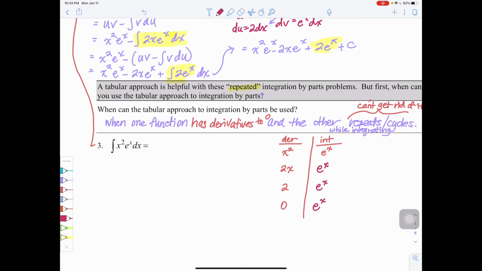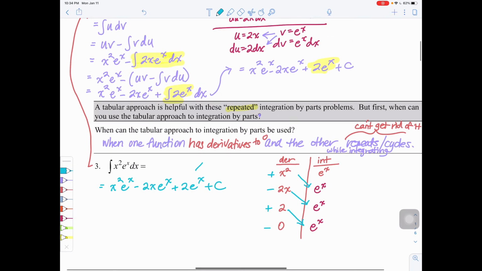Now there's just one more thing. Plus, minus, plus, minus. Start with plus and alternate all the way down. And then I want you to draw diagonal arrows, and we're going to multiply these together. It's probably better not to circle them because there's just too much written there. So this integral is x squared e to the x minus 2x e to the x plus 2 e to the x plus a constant. Is that what we got up here?